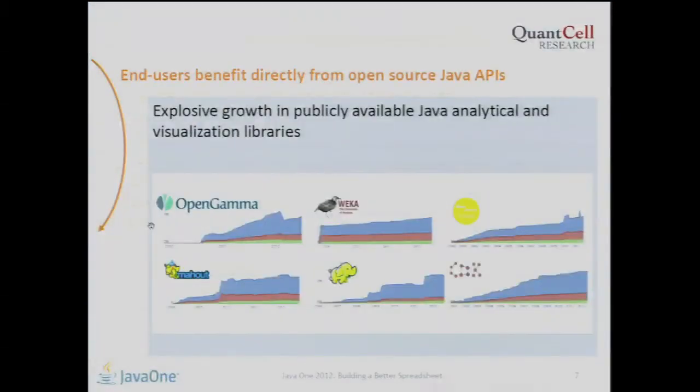All right, let's move on with the slides now. Like Chris mentioned quickly in his introduction, one of the things we've seen is explosive growth in publicly available libraries that can be accessed from the spreadsheet. Just to name a few, we have OpenGamma for financial analysis, Vega for data mining, PyJava that we just looked at, big data frameworks, of course, Hadoop and so on, and Mahout for AI as well.